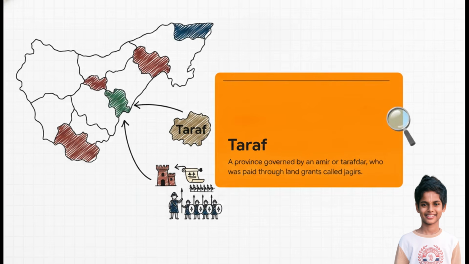Okay, so how do you manage all that land? You divide it up. The Bahmani word for province is Taraf. Write Taraf down right now. Each of these Tarafs was run by a governor called an Amir or Tarafdar. But get this, the king didn't just write them a paycheck. Instead, they were paid through jagirs, which are land grants. In return for the land, these governors had to keep their own armies ready and supply the king with soldiers and gear whenever a war broke out.